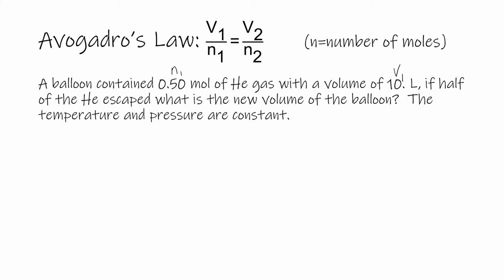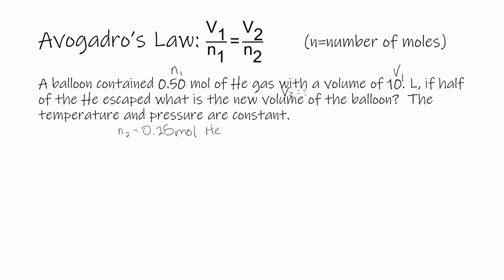Half of the helium escaped, what is the new volume? So we are looking for the new volume. We're looking for volume 2. I'm going to say we're not sure what that is. Okay, and so what would be our new amount of moles? Well, if we had 0.50 moles to begin with and half of it escaped, then we can just divide that in 2. And so N2 is going to be 0.25 moles of helium because half of our original amount escaped.